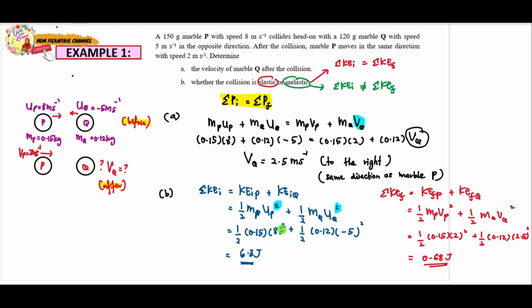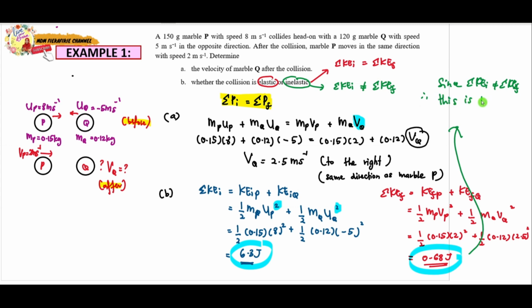Okay, so kalau kita comparekan kedua-dua ini, kita boleh nampak that total kinetic energy, so kita sambung dekat atas ni. Okay, since total kinetic energy initial is not the same as the total kinetic energy final, therefore this is inelastic collision. Alright, so finish example number 1. So let's look at example number 2.